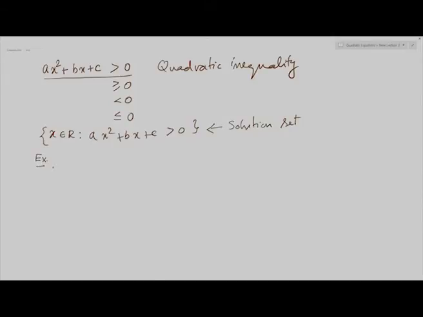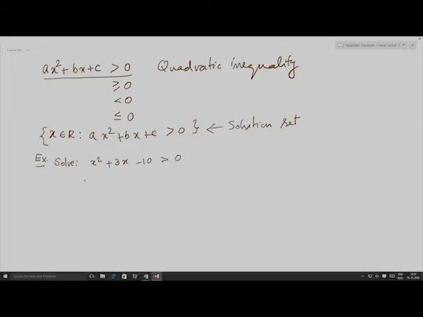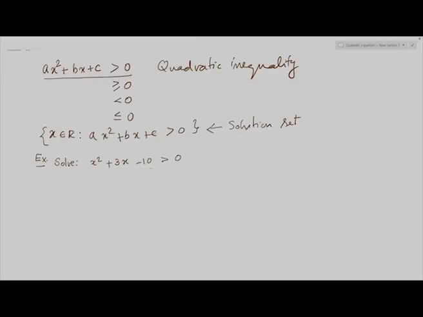Let me start with a simple problem. Let us solve x square plus 3x minus 10 greater than 0. What do we mean by solve? We are interested in finding the x such that this inequality is satisfied, that is, the solution set. This is a simple quadratic expression and can be easily factorized: x plus 5 and x minus 2, whose product is the given quadratic expression x square plus 3x minus 10, and this is greater than 0.